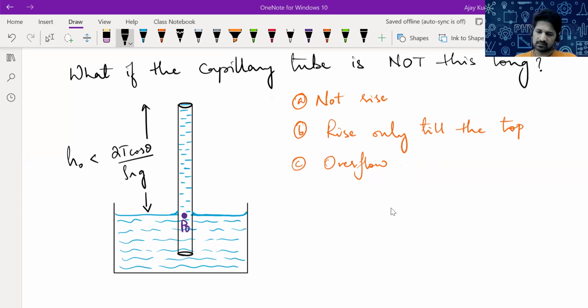Fine. The answer is that it will rise only till the top. It will not overflow, and not rising is not possible anyway. We have considered a liquid whose contact angle is less than 90 degrees with the tube. It will definitely rise, and it will rise only till the top. Why does it not overflow? Any guesses, anyone?